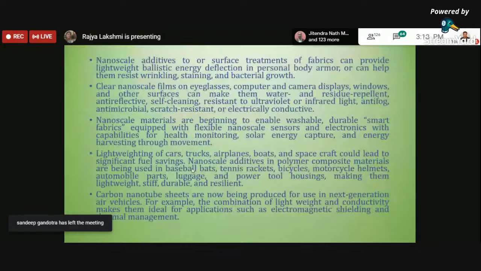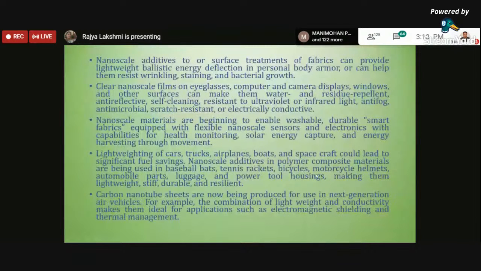Again, people are adopting nanotechnology, which helps to reduce the weight because of the particles or materials fabricated at nanoscale. Because of this, properties will not be compromised or changed, but the weight is still reduced. And lightweight cars, trucks, airplanes, boats, spacecraft, whatever it is, will be highly significant in fuel saving.